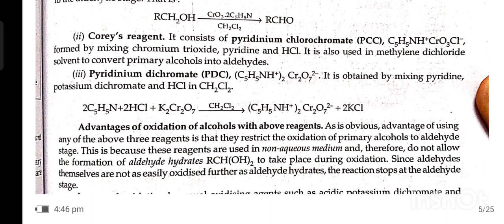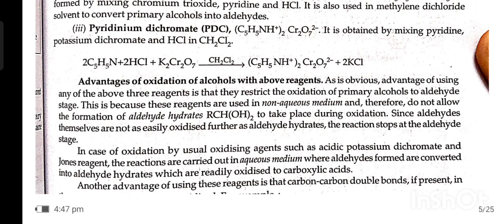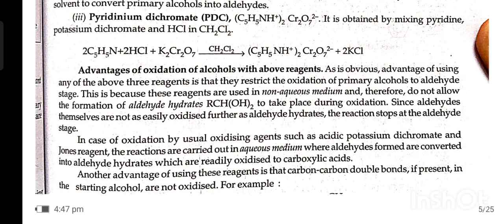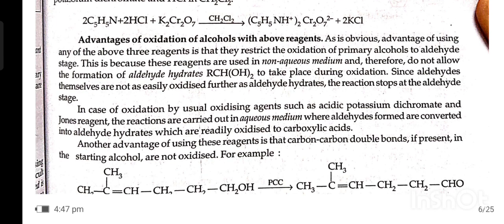Advantage of oxidation of alcohol with the above reagents. As is obvious, the advantage of using any of the above three reagents is that they restrict the oxidation of primary alcohol to the aldehyde stage. This is because these reagents are used in non-aqueous medium and therefore do not allow the formation of aldehyde hydrates during oxidation, since aldehydes themselves are not as easily oxidized further as aldehyde hydrates. The reaction stops at the aldehyde stage. In the case of oxidation by usual oxidizing agents such as acidic potassium dichromate and Jones reagent, the reactions are carried out in aqueous medium. Aldehydes are converted into aldehyde hydrates, which are readily oxidized to carboxylic acids.